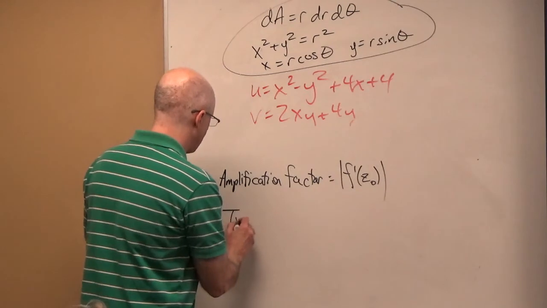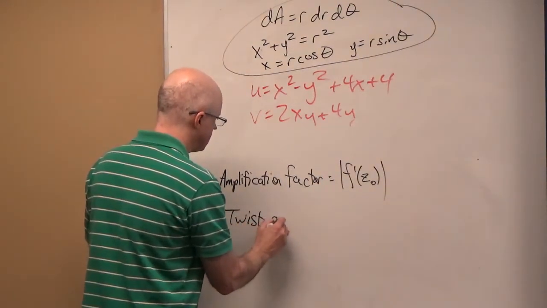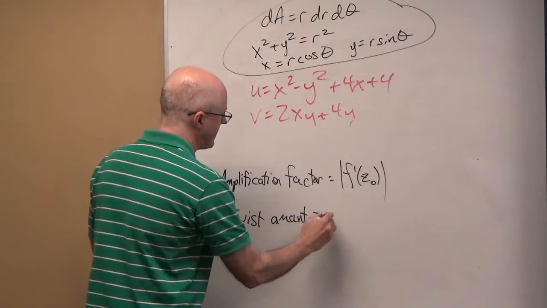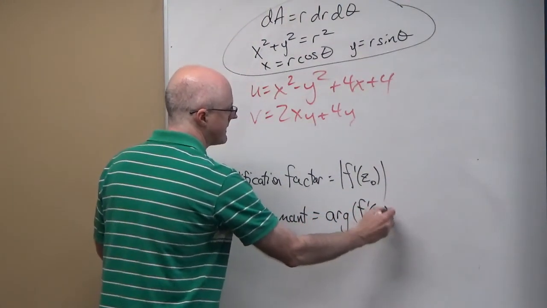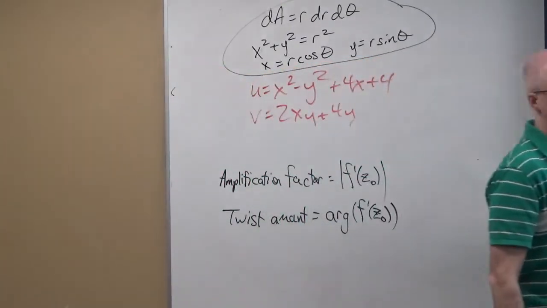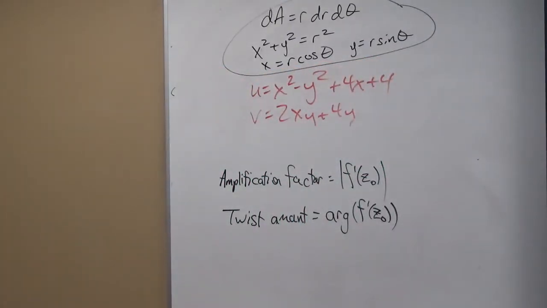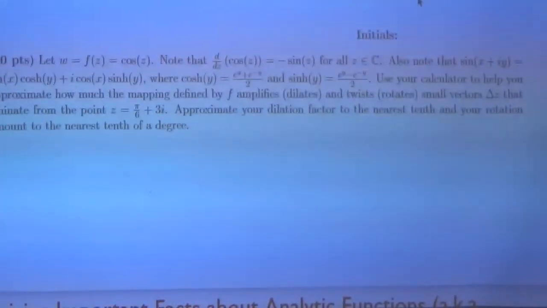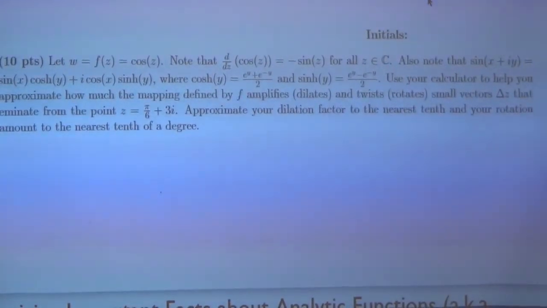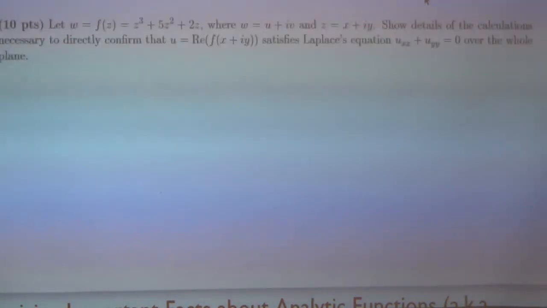And the twist amount, or rotation amount, can be thought of as an argument of the derivative at the given point. Z0 here is the given point, pi over 6 plus 3i. And I picked that point because it makes the numbers come out not too bad. Of course, sine pi over 6 can be evaluated. Here you're verifying the Laplace equation. I'll leave that to you. It's not too hard.